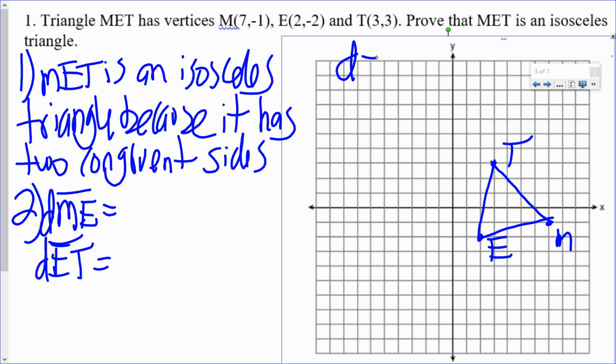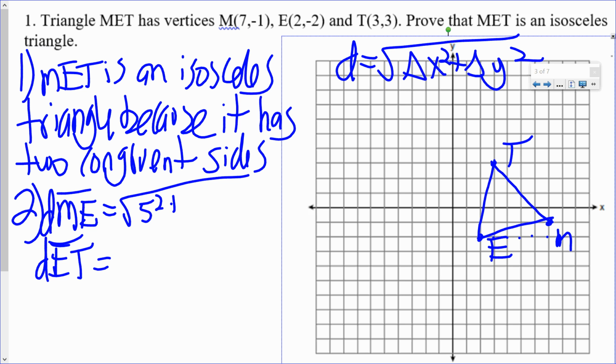So distance, we've been doing quite a bit at this point. If you're not comfortable with distance, go back to the distance lesson. Distance is radical delta x squared plus delta y squared. So ME is 1, 2, 3, 4, 5, and 1. 5 squared is 25. 1 squared is 1. That's rad 26.